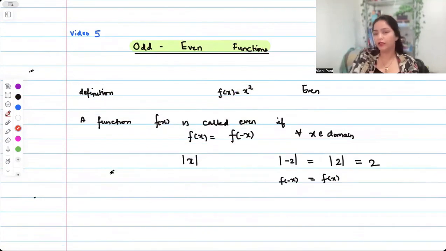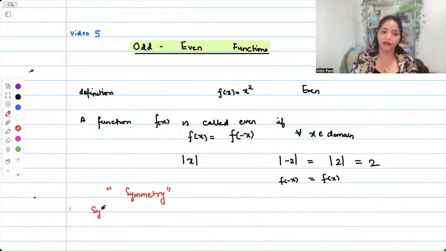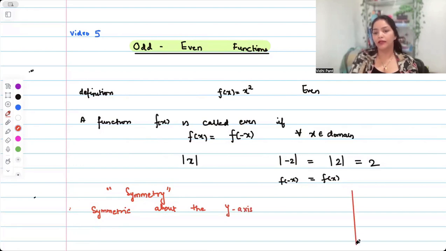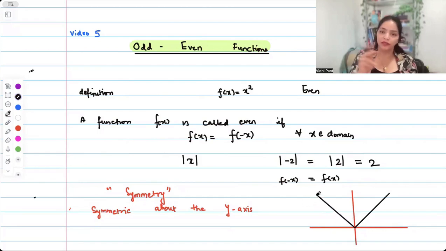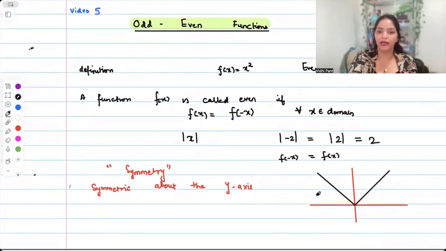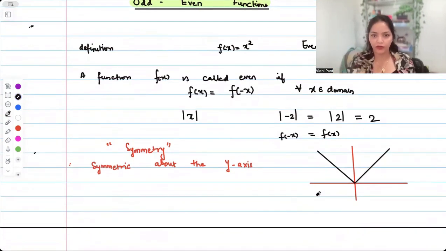So essentially what is associated to an even function is the word symmetry. So essentially these functions are symmetric about the y-axis. Like, this is your y-axis. If we talk about modulus, it goes like this, and then you can see a mirror image out here. So it's symmetric about the y-axis, right? And the similar kind of situation happens with x².